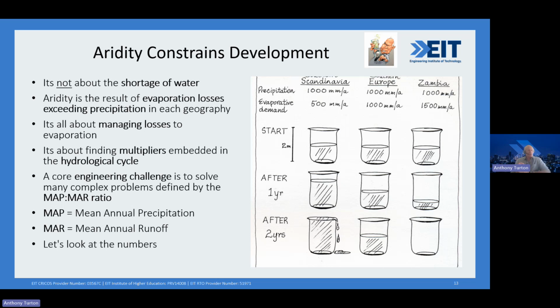Our core engineering challenge is to solve the many complex problems defined by the MAP-MAR ratio. MAP is mean annual precipitation, MAR is the mean annual runoff. So the ratio of MAP to MAR, which is illustrated in that right-hand diagram there. How is that different? Let's look at the numbers now.